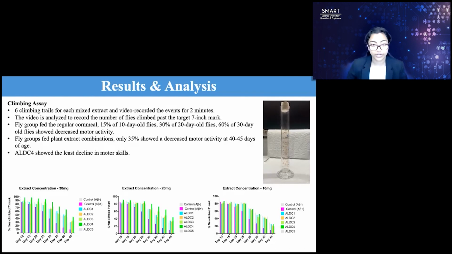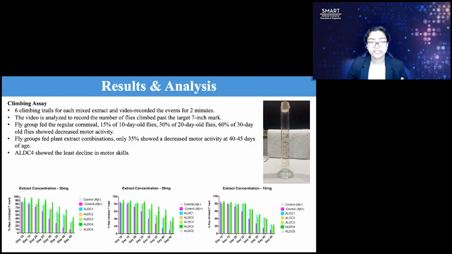Also, during the experimental process, it was noted that the flies fed the plant extract combinations seemed to be more alert, whereas the positive control group was excessively lethargic and showed minimal energy, especially towards the later days of its lifespan, so around day 30.